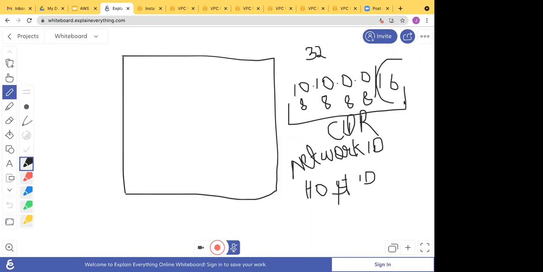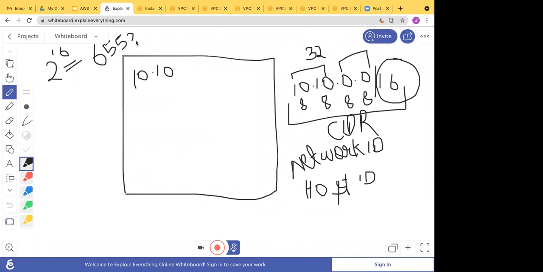You get to know your network ID by this digit. So 16 means these two octets are for your network ID. Whatever instances you launch in this VPC, their first 2 octets would be fixed. The number of bits for my host ID are these two octets, which is 16 bits. So 2 to the power of 16 gives you the number of instances or devices you can have in your VPC, which comes out to be 65,536. You can have this many devices in your VPC if you give the CIDR as 10.10.0.0/16.